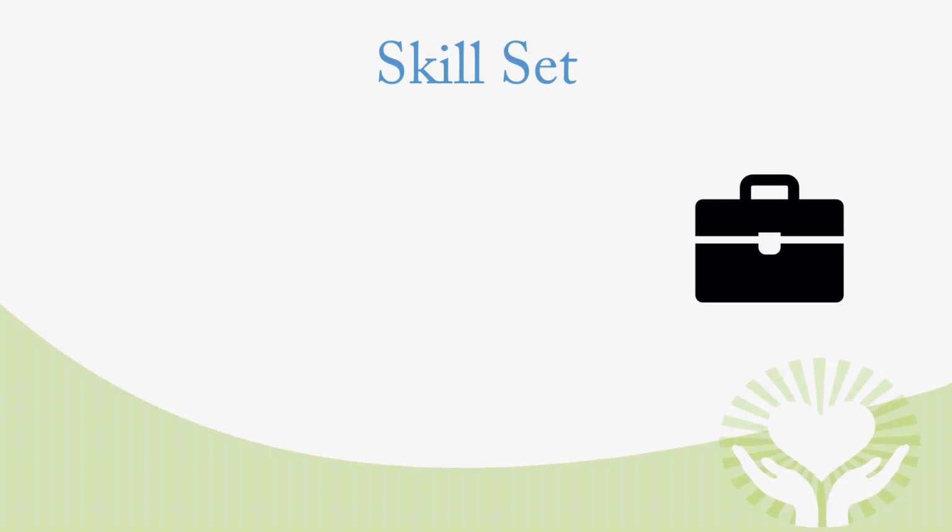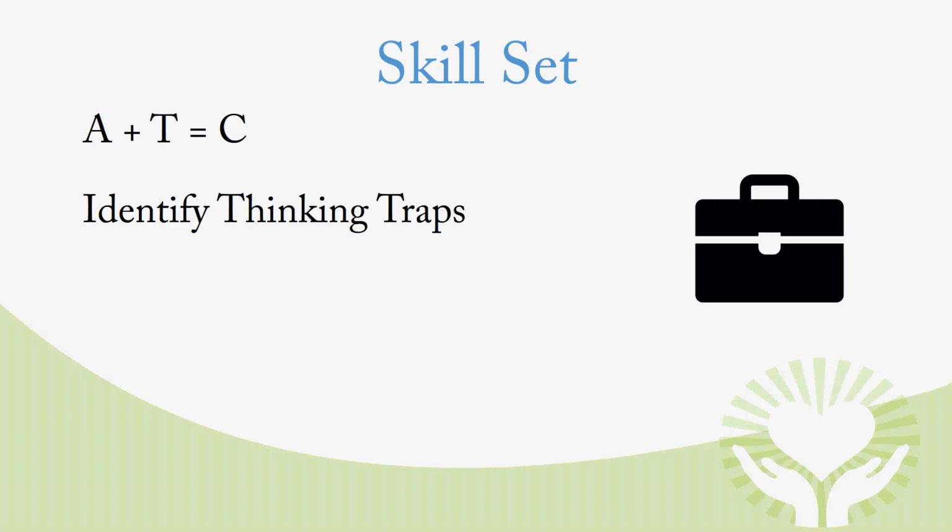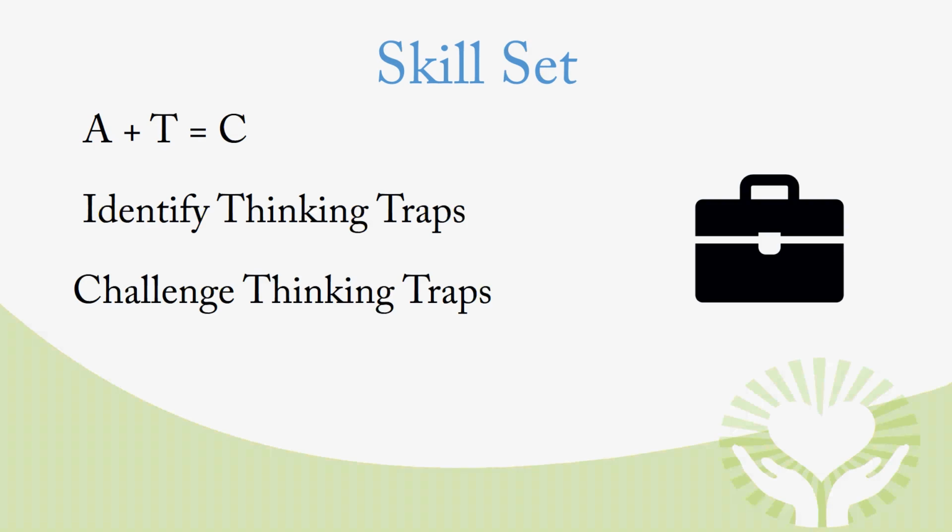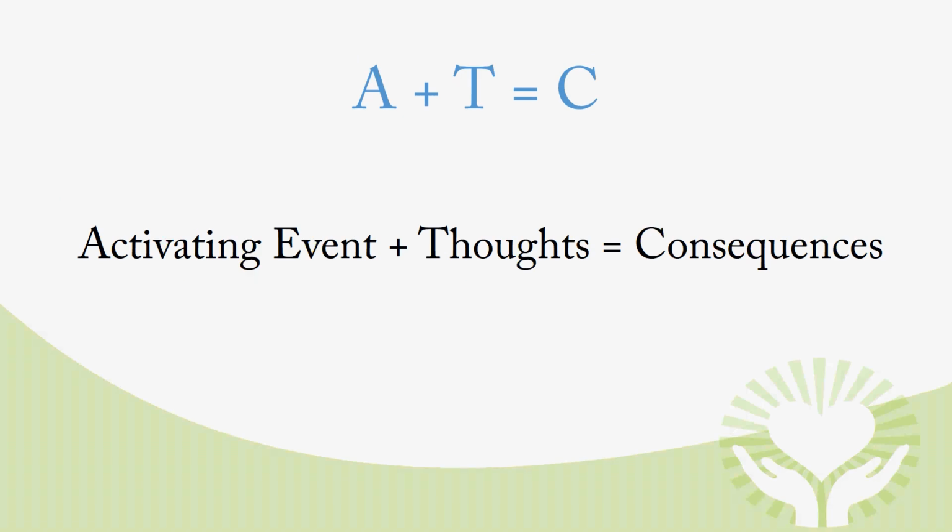And so the skill set that we're going to go over today is you're going to learn what A plus T equals C means, and more on that in a minute. You're going to learn how to identify thinking traps, and you're going to learn how to challenge thinking traps. So to get started, we'll start with what is A plus T equals C?